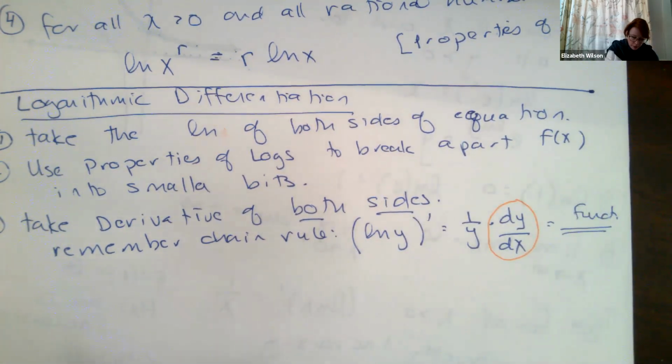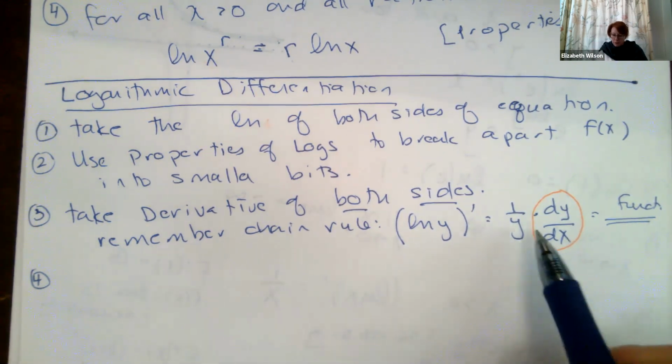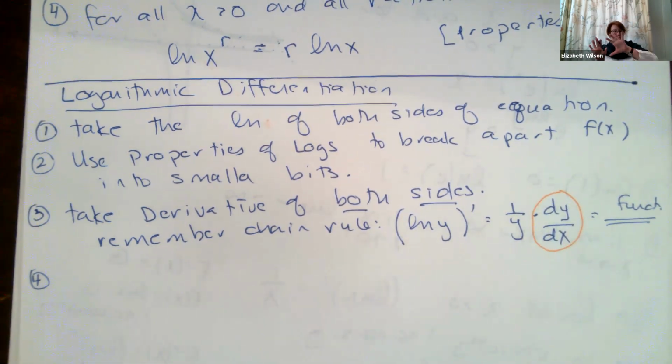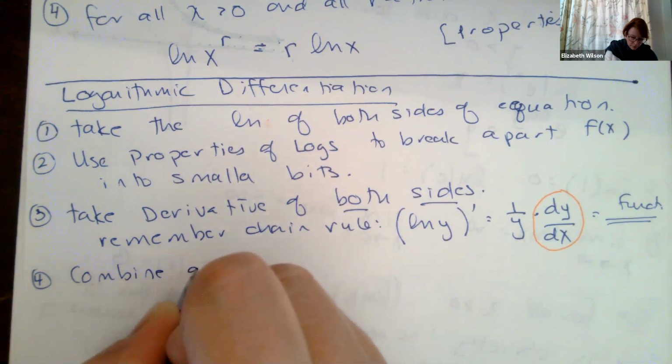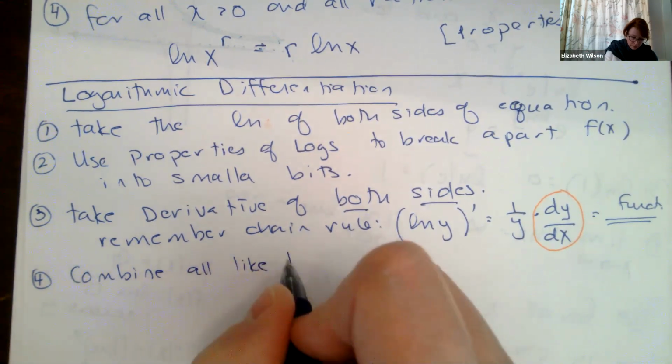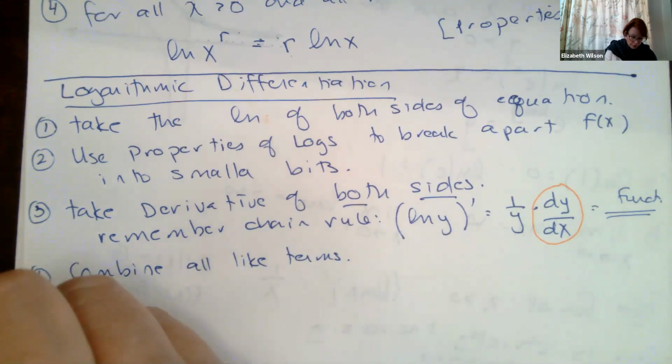Okay, so step 4. We're going to combine all the like terms. We have 1 over y dy dx on one side of the equation. On the other side, we've got all the derivative stuff happening, and we're going to combine all the like terms. It'll make more sense when we actually go through an example, but I want you to have the steps ahead of time.